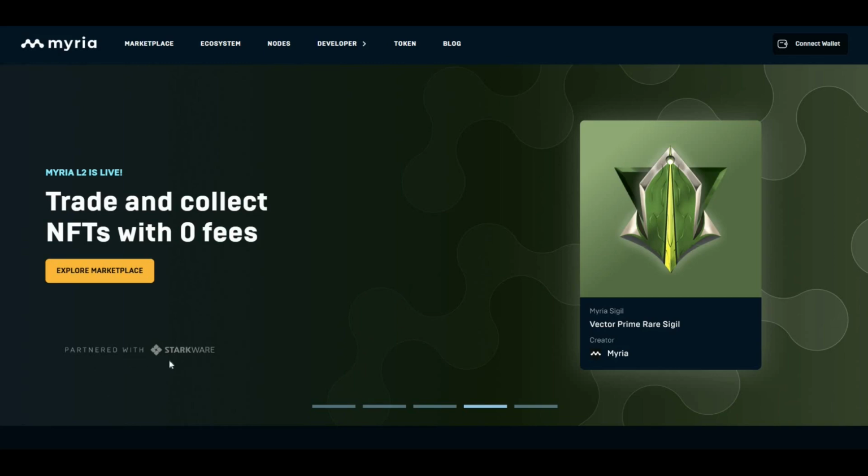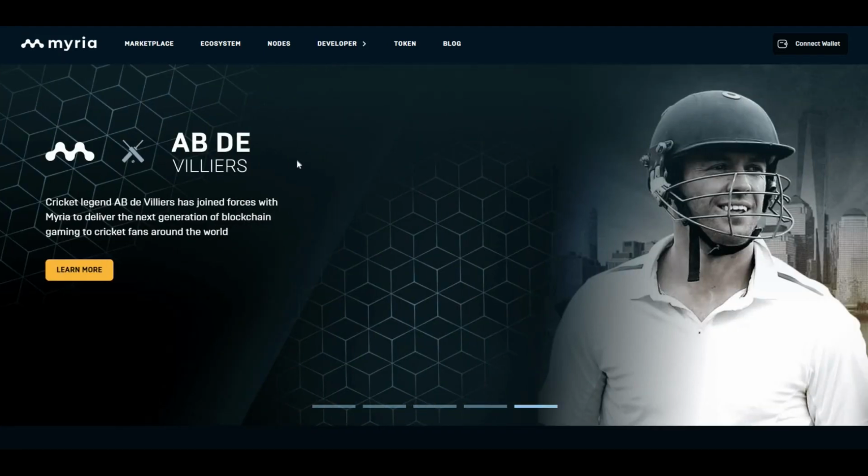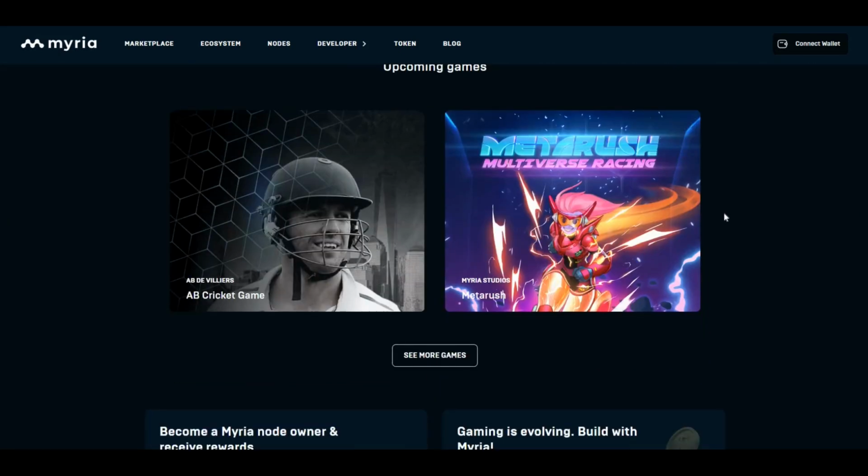And you can see here, partnered with Starkware. So Starkware is a great project. A lot of hype around that project. And here we can see AB de Villiers, the cricket player, cricket legend. AB de Villiers has joined forces with Myria to deliver the next generation of blockchain gaming to cricket fans around the world. So that looks pretty impressive, and can't wait for that as well. That should be really, really good when it does actually launch.